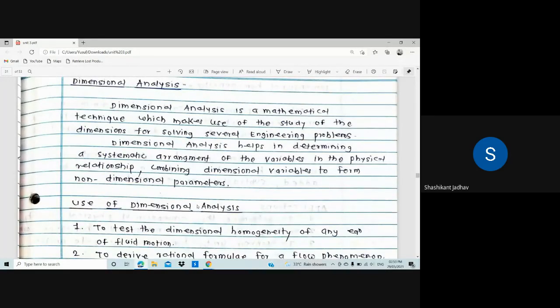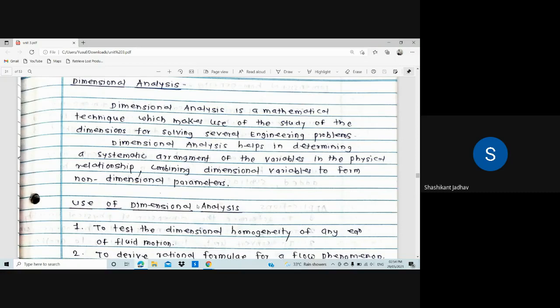Dimensional analysis is a mathematical technique which makes use of the study of the dimensions for solving several engineering problems, full stop.